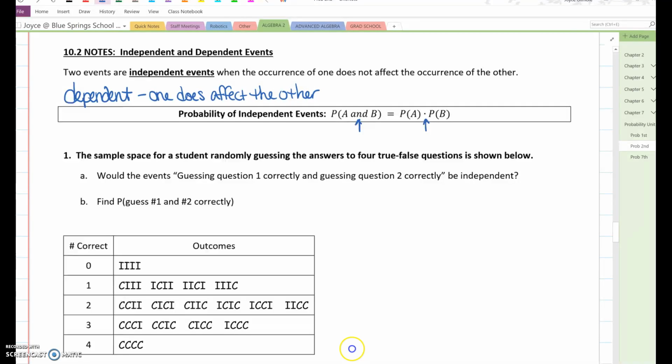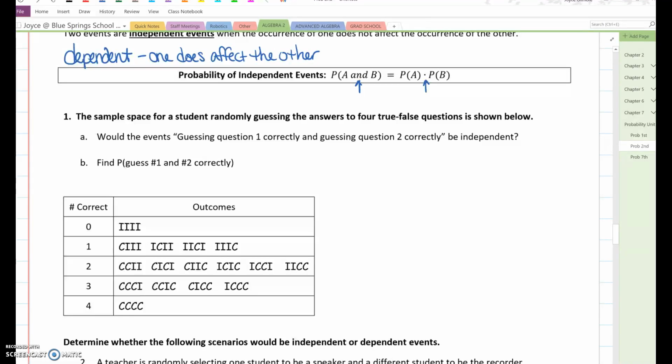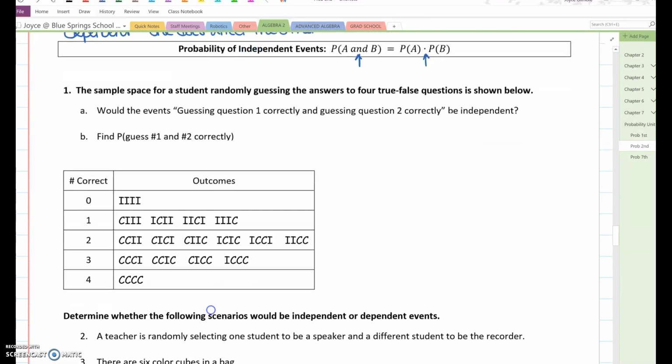Number 1, the sample space for a student randomly guessing the answers to 4 true-false questions is shown below. First of all, if I asked you what's the probability of guessing question 1 and guessing question 2 correctly, does your guess on question 1 affect your guess on question 2? No. So these would be independent events. Now, we all know that psychologically, if you guess true on the first one, you're more likely to guess false on the next one because you don't want to have too many trues. So it kind of does, but theoretically, your guess on the first question shouldn't affect your guess on the second question.